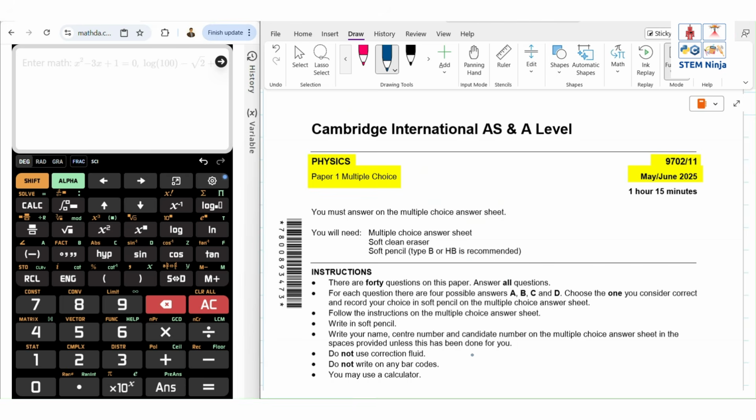Hey everyone, welcome back to another video about physics past papers for the CIE A-levels syllabus. Today we're going to talk about paper 1-1 of May June 2025.